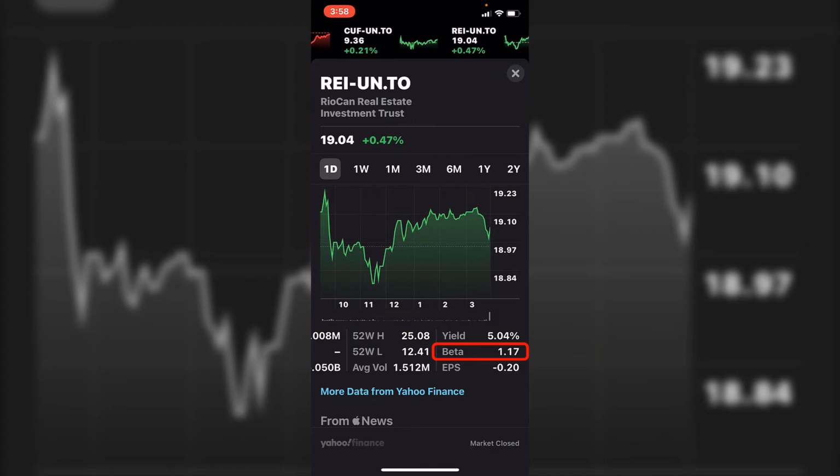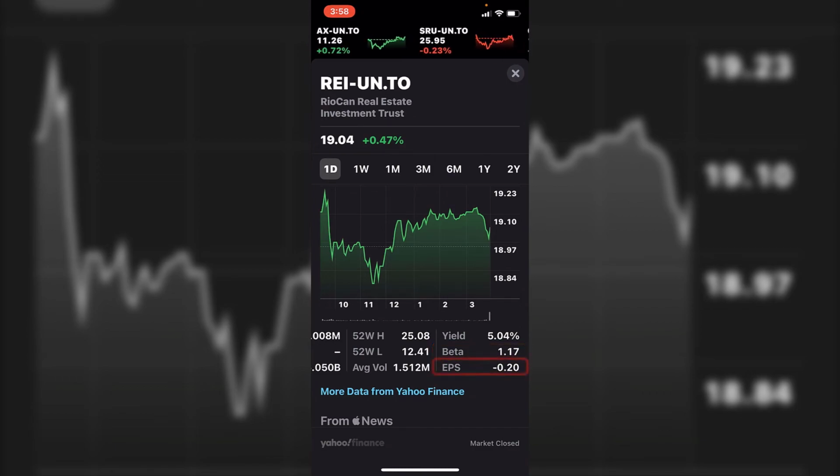And the fifth category is if it is sub-zero, if it is negative. In that case, the movement is going to be exactly the opposite of the stock market. So let's say the stock market goes up, this stock goes down. If the stock market goes down, this stock goes up. Sorry, for this particular stock, it's 1.17, which is a little bit riskier than the whole market, okay?